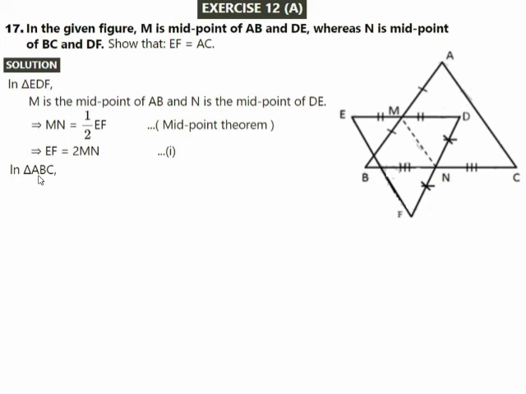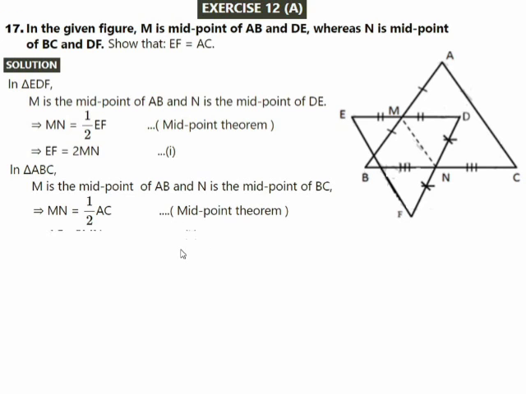Now let's observe triangle ABC. In triangle ABC, see here carefully, M is the midpoint of AB, isn't it? M is the midpoint and N is the midpoint of BC. The only correction that you need to make here is this one: in triangle EDF, M is the midpoint of DE and N is the midpoint of DF. Okay, that's the correction that you need to make. So if you observe this, as I said, M is the midpoint of AB and N is the midpoint of BC. That means MN must be parallel to AC and MN will be half of AC. So from here, do the cross multiplication, you get AC equals 2 times MN.